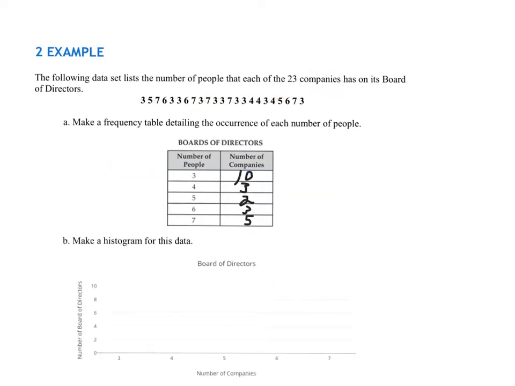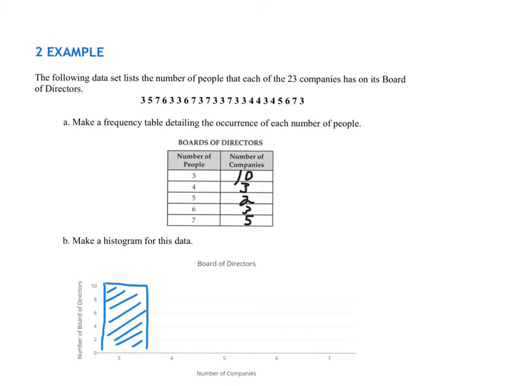Using the same problem, the same data, let's go ahead and make a histogram. A histogram demonstrates this data the same way, except instead of using percentages or numerical values, it's in a picture. So you see down below, I've labeled each one of the different numbers for number of people, and then on the side, on the y-axis, it's the number of board of directors. So I'd want to show for 3 that there are 10 companies. You'll draw a rectangle, the height of the number. And you can color it in if you want.